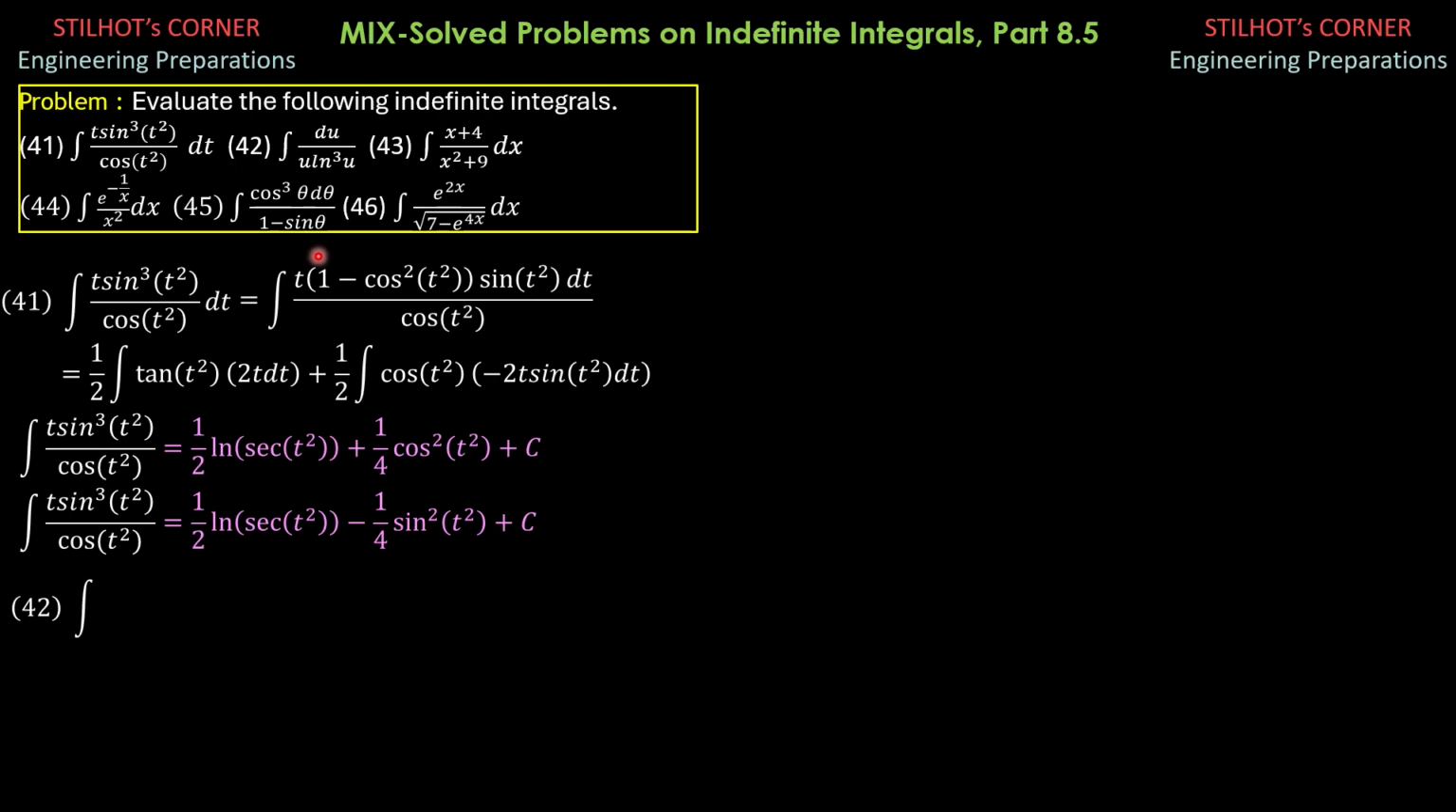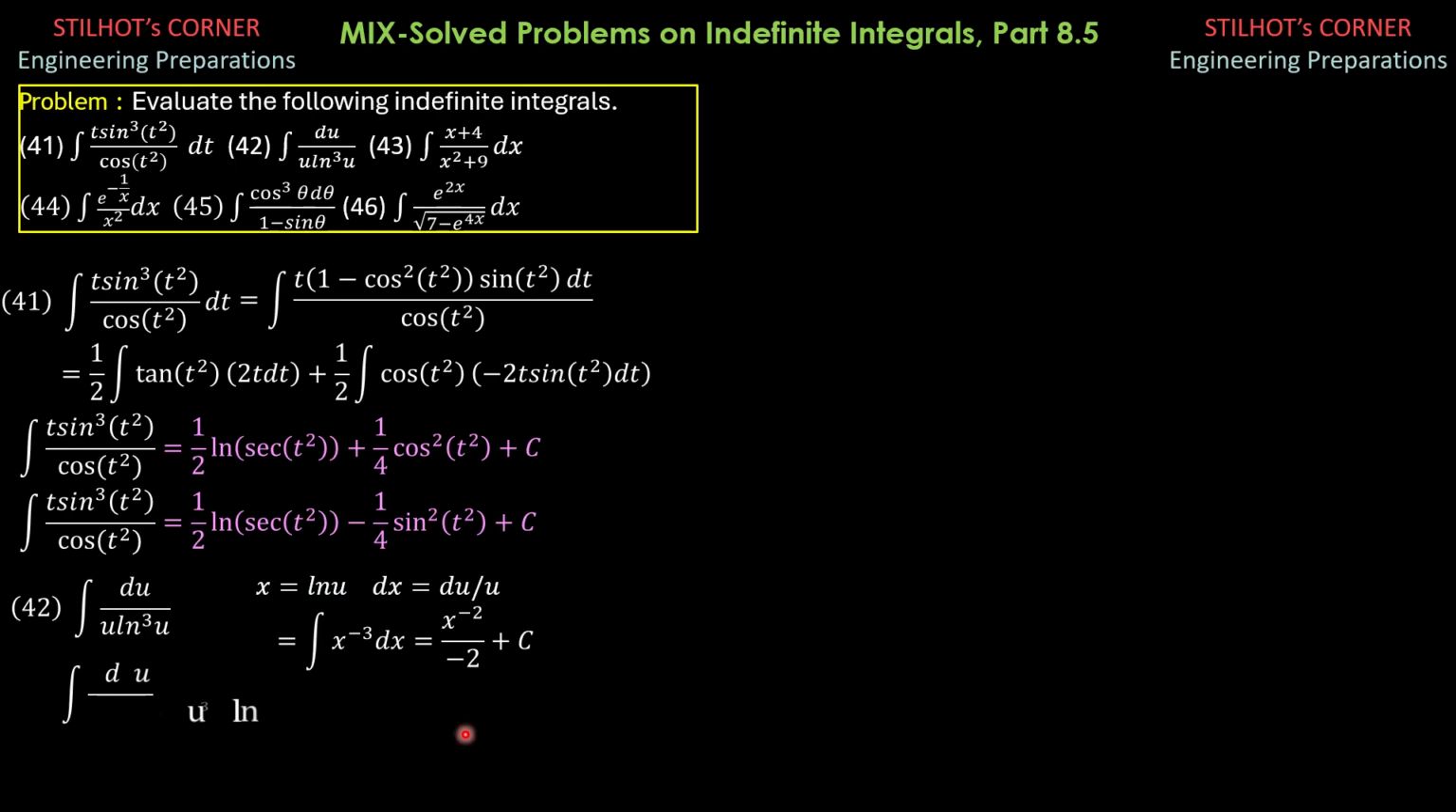42. So let x be ln of u. We can apply the power formula here. The differential is du over u. So this is in the form integral of du over u then over x cubed, or integral of x to the negative 3 dx. By power formula, x to the negative 2 over negative 2 plus c, substituting the value of x. So it is negative 1 over 2 ln square of u plus c.